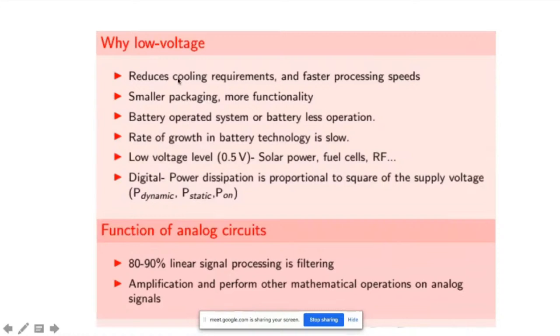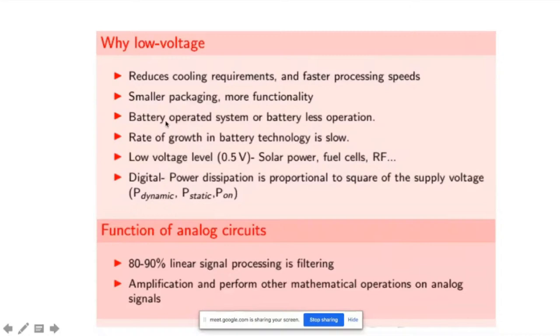One of the important things is the cooling requirement. Since the surface area is reduced, the heat dissipated in the system has to be reduced, so we reduce the cooling requirement. Then faster processing speed, because the speed of the processor needs to increase. That is another reason we are bringing the technology size down. Then smaller packaging: we want the size to be miniature, and with the miniature size, the functionality to be more.